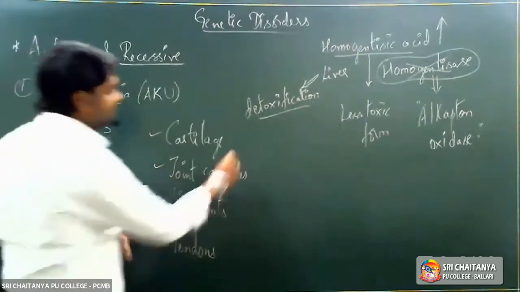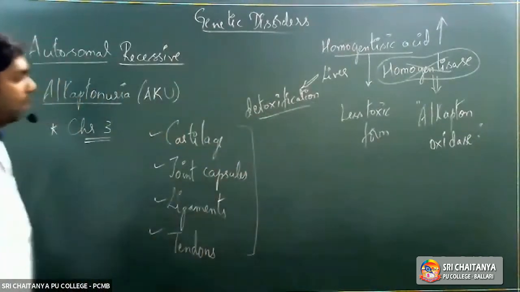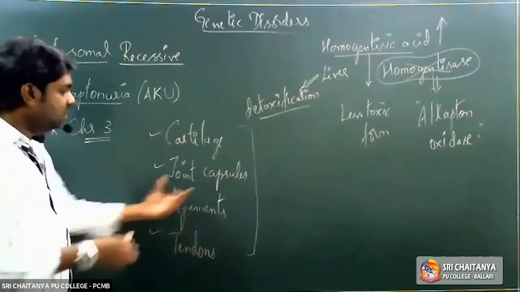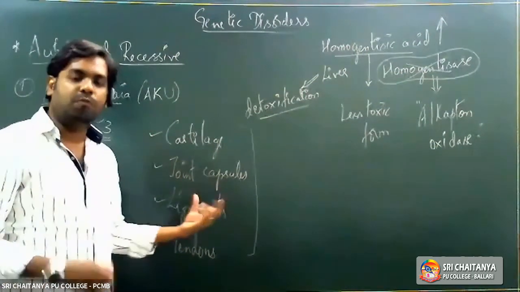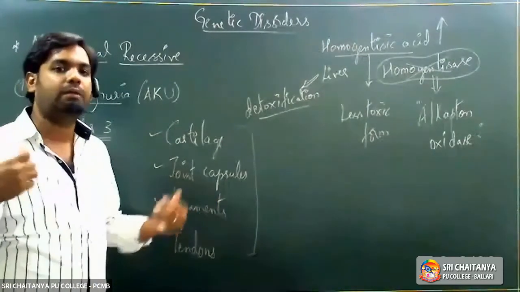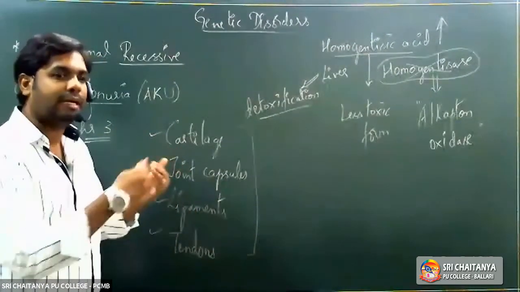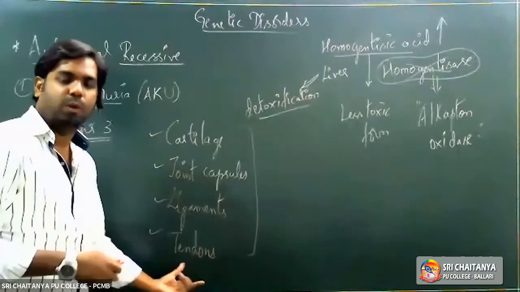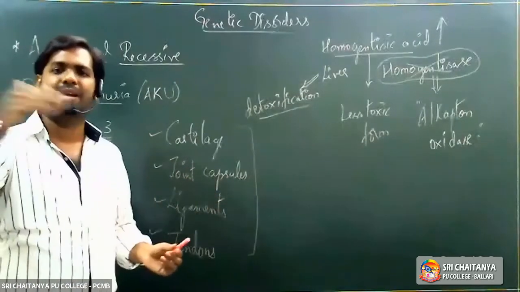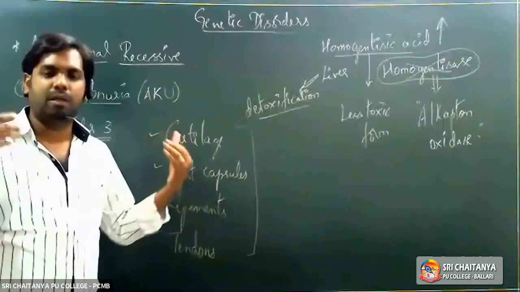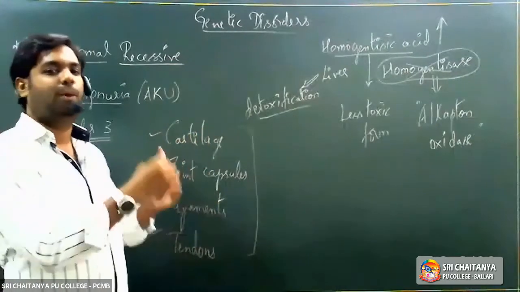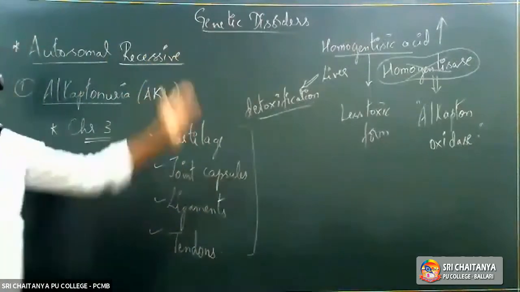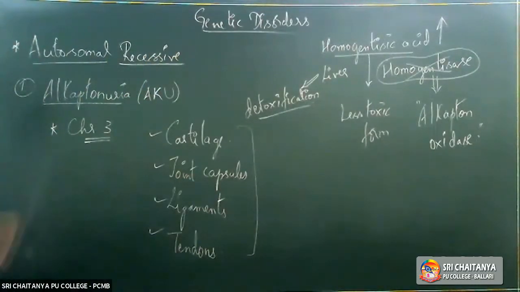Now, once it gets accumulated in all of these places, what do you think would happen? The process of movement is actually being affected. Since it gets accumulated in the joint capsules, we will not be able to move our bones, which are connected to different bones. Similarly, the ligaments and the tendons, which we know connect the bone to the muscle and the muscle to the bone. The normal process of movement in the body would be affected because of the accumulation of homogentisic acid in all of these areas.